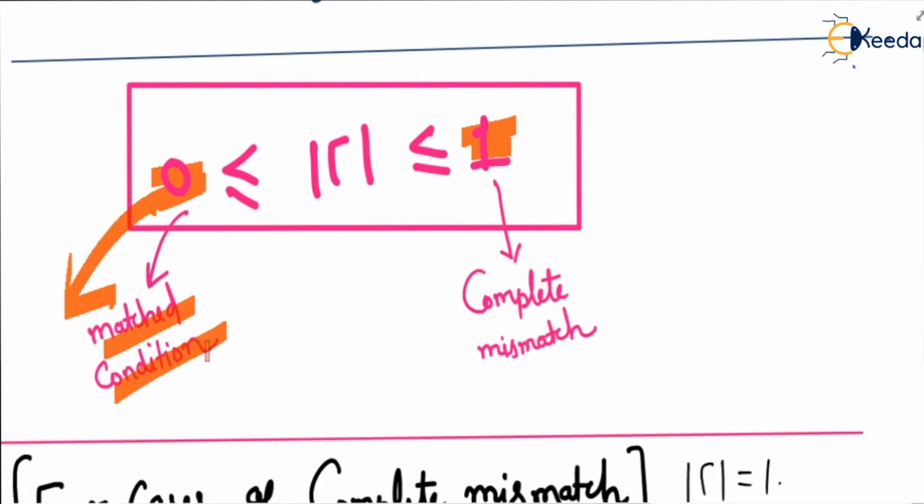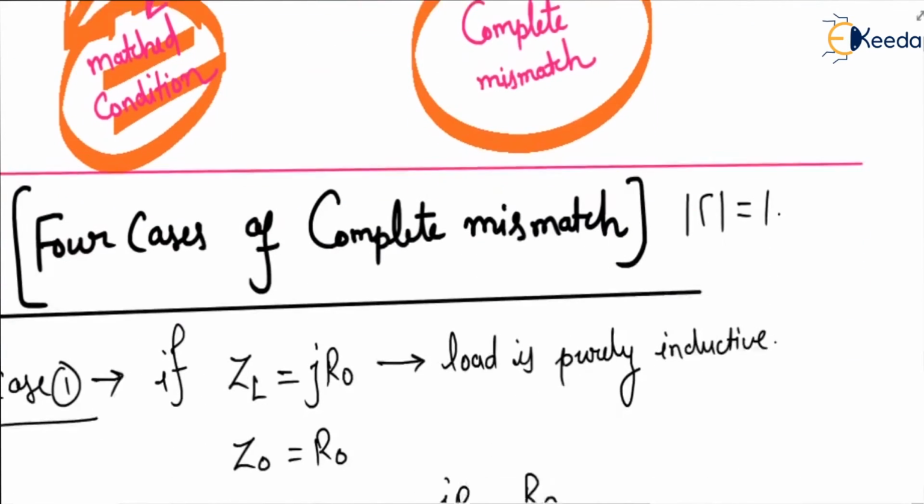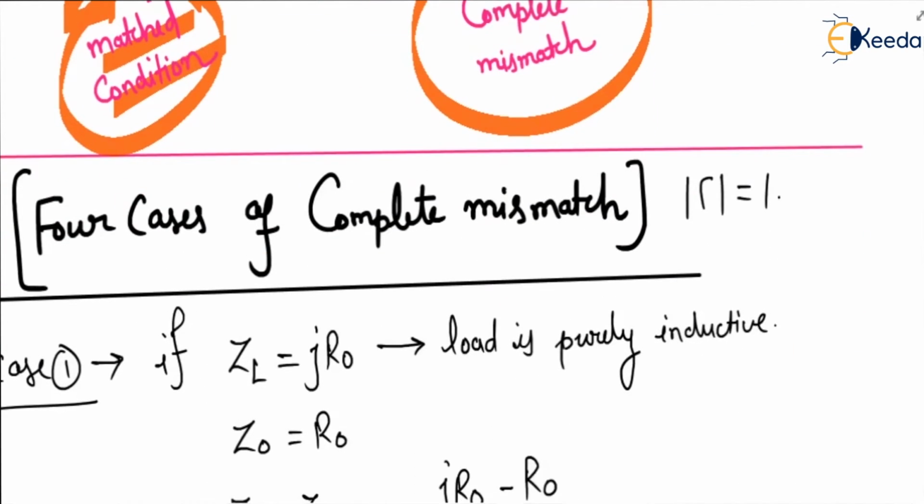Mod gamma 0 represents the matched condition. Mod gamma is 0 means there is no reflection. When there is no reflection, this condition is called the matched condition. When mod gamma is 1, it is called complete mismatch. So in the transmission line, there are 4 cases of complete mismatch where mod gamma is equal to 1.